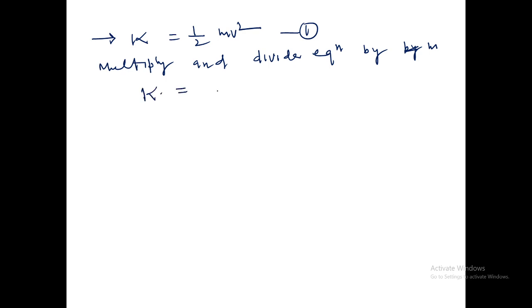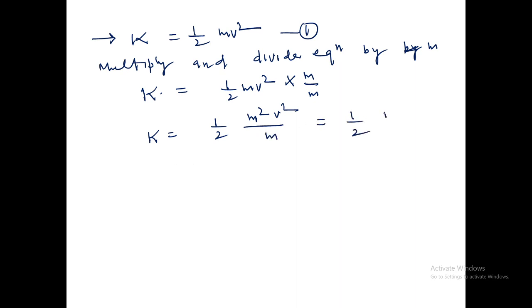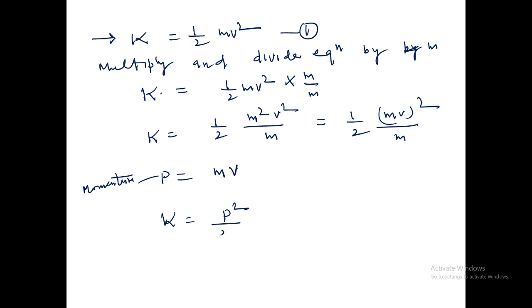Kinetic energy is equal to half mv square multiplied by m divided by m. So kinetic energy is half m square v square upon m, and this is equal to half mv whole square upon m. And we all know that momentum is mass into velocity. This is what? Momentum. So kinetic energy is p square upon 2m. So this is one more expression for kinetic energy to solve numericals.